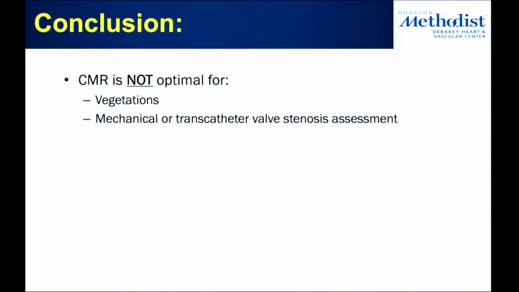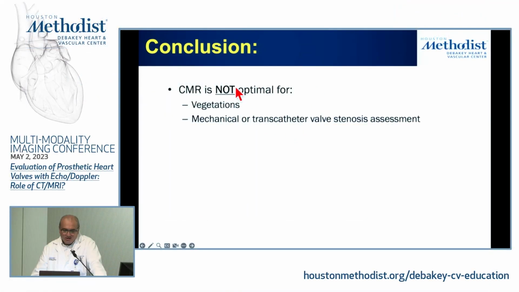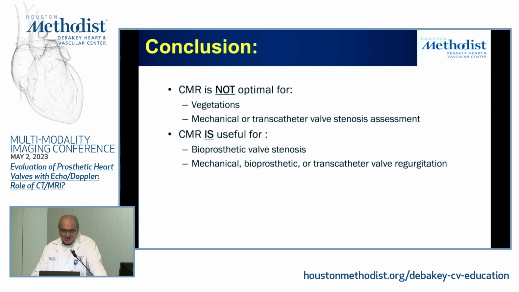So to wrap up, what is CMR not optimal for? I think it's not optimal for vegetations. It's not going to be optimal for stenosis assessment of mechanical or transcatheter prosthesis, but I think it can be useful in bioprosthetic valve stenosis. Again, I think CT may be better for this role as an adjunct to echocardiography. And I think the real strength of MRI is going to be in valvular regurgitation, whether it's a transcatheter, a bioprosthetic, or a mechanical prosthesis.